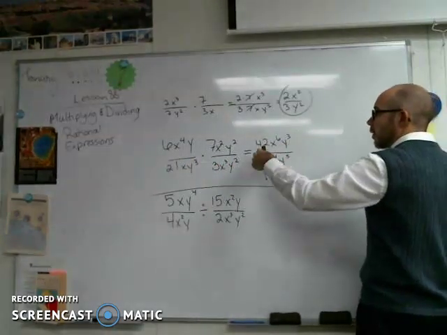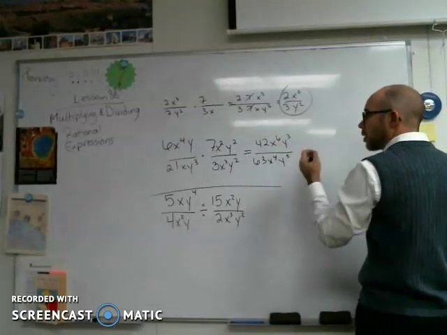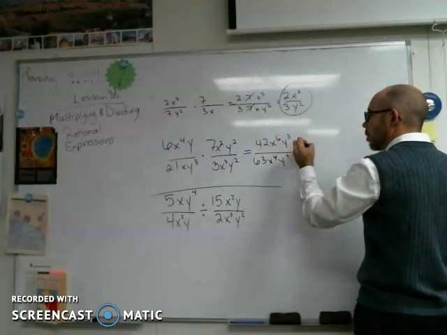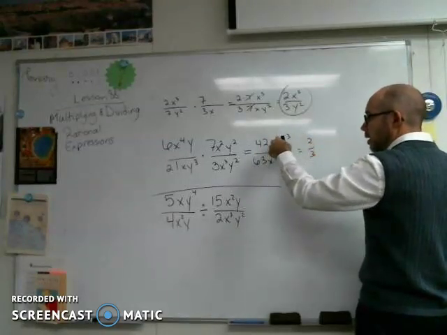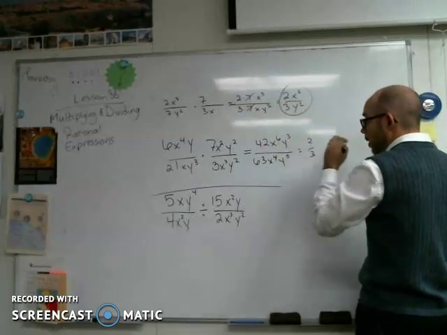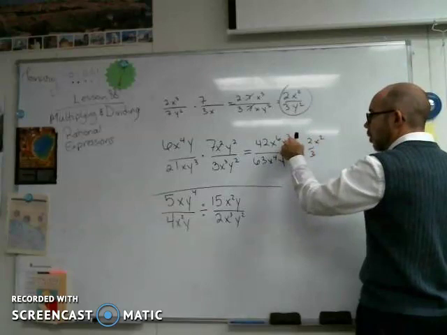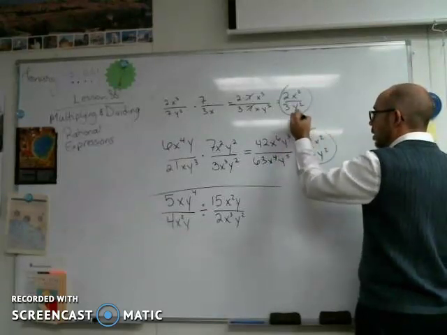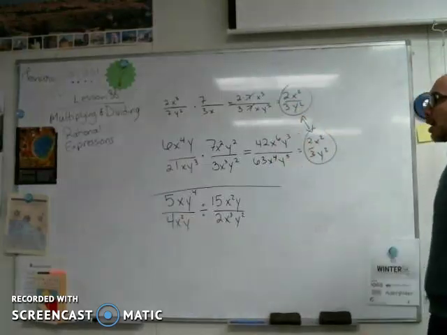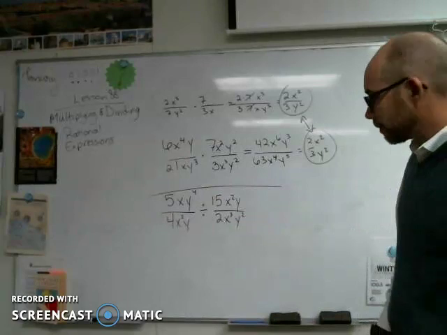Then there is some simplification here. 42 over 63, divide both of these by 21. I get 2/3. I divide the 6 x's by the 4 x's here, and I'll have x squared. And I'll divide the y cubed by the y to the 5th. That gives me y squared at the bottom. So I can combine and then simplify. It's still the same thing.